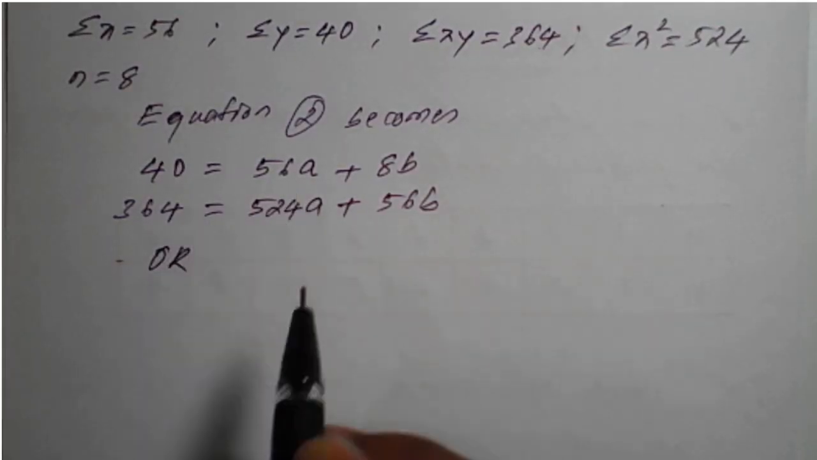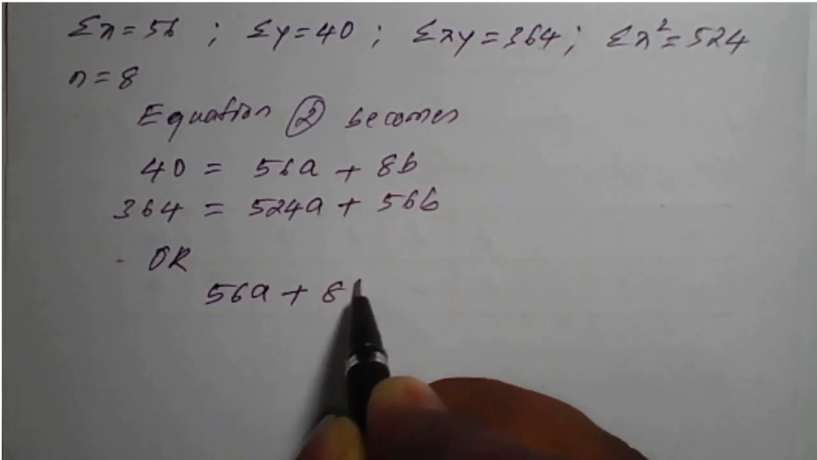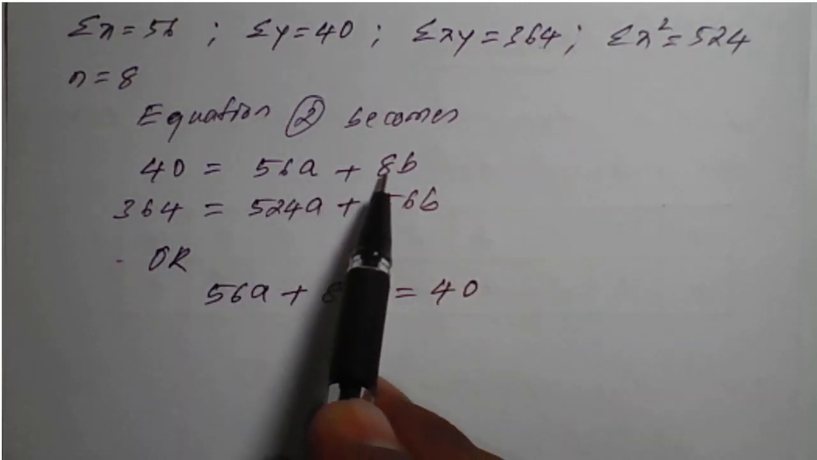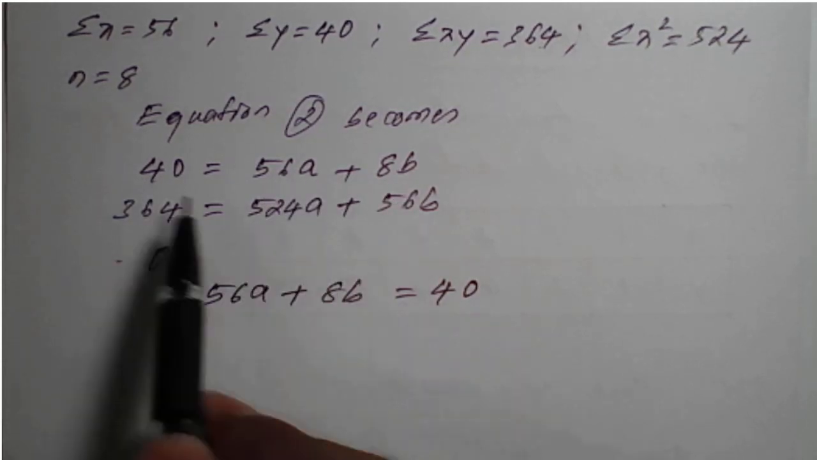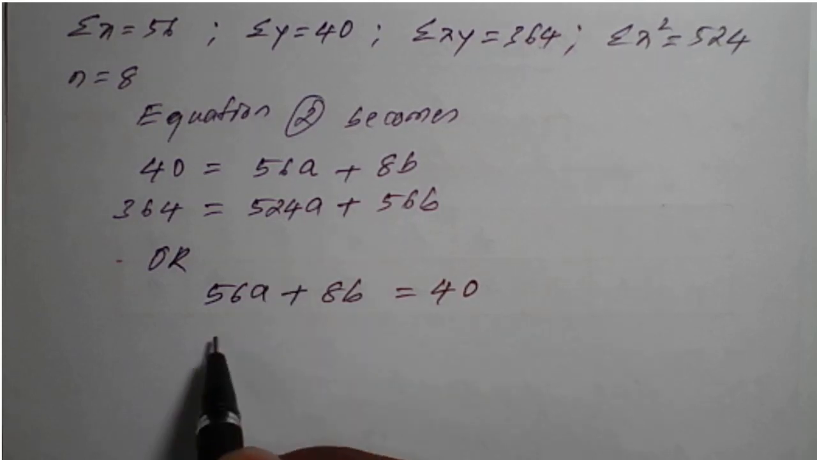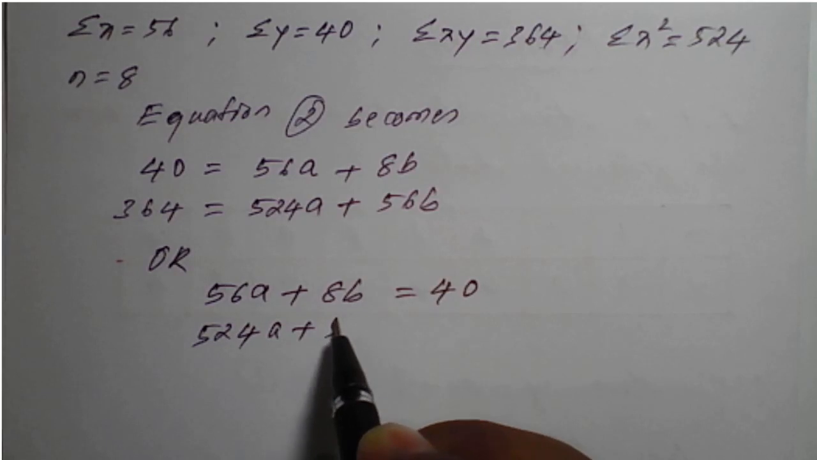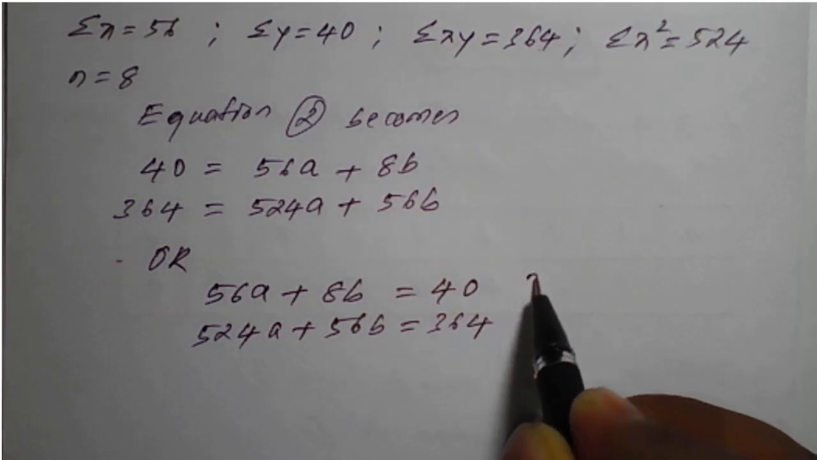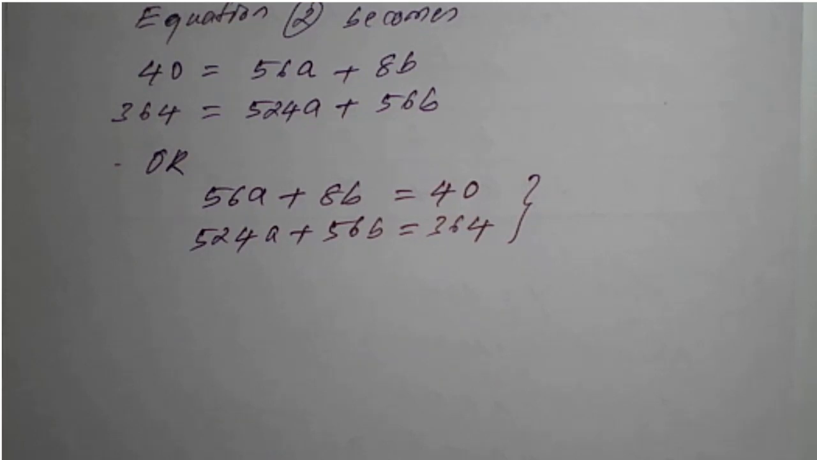Or the above equation, I will rewrite it as 56a plus 8b is equal to 40. I have just taken the LHS as RHS and the RHS as LHS. So 56a plus 8b is equal to 40, and similarly 524a plus 56b is equal to 364. So this equation we will solve by simultaneous equations, or I will use the calculator to get the values of a and b.